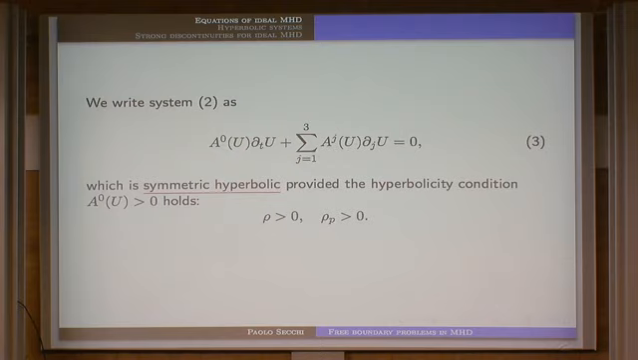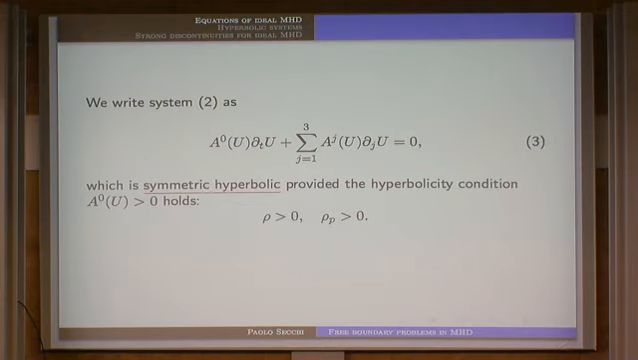So the system can be written in this way. All matrices are symmetric. The first one is also positive definite. So the system, in the terminology of last week, is symmetric hyperbolic in the time direction. The time direction is special because the coefficient also has a sign. It's this one. And the conditions for symmetric hyperbolicity are these two conditions here.